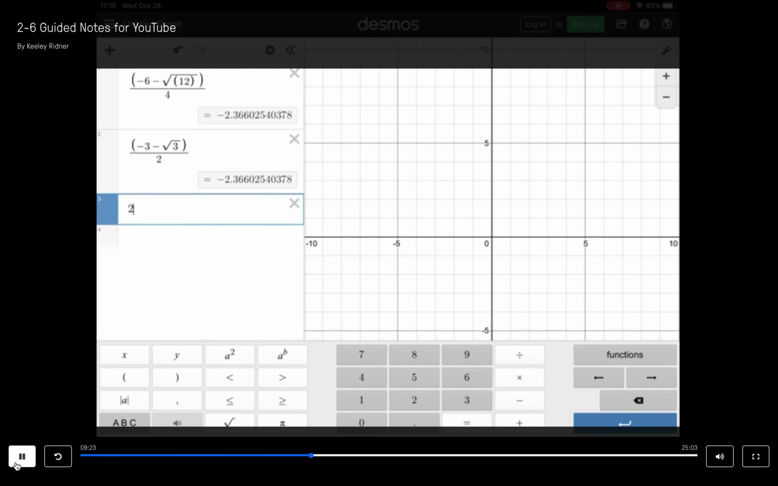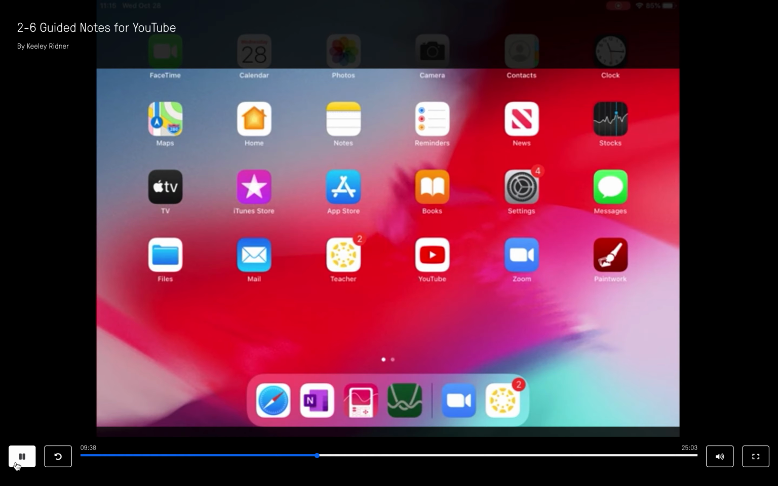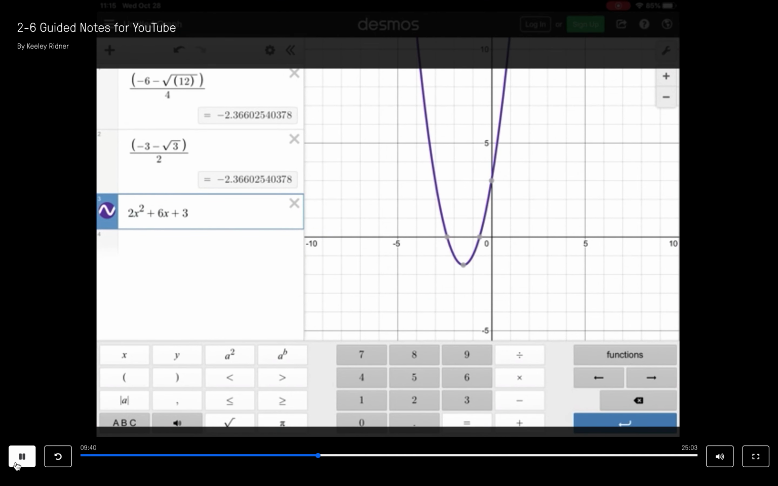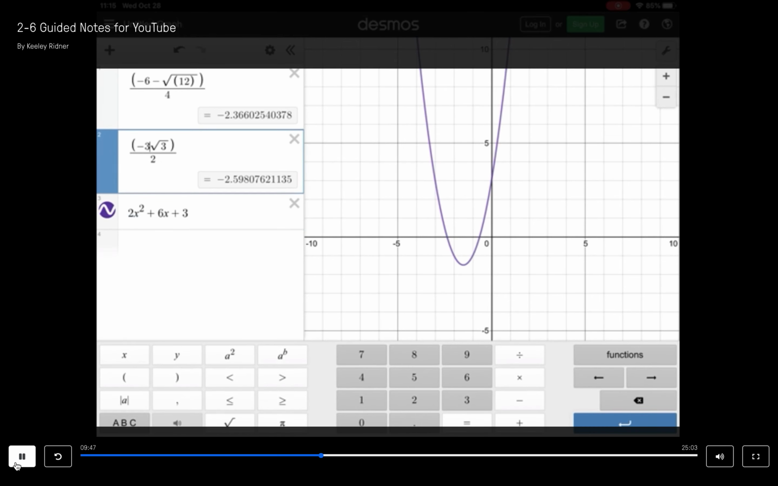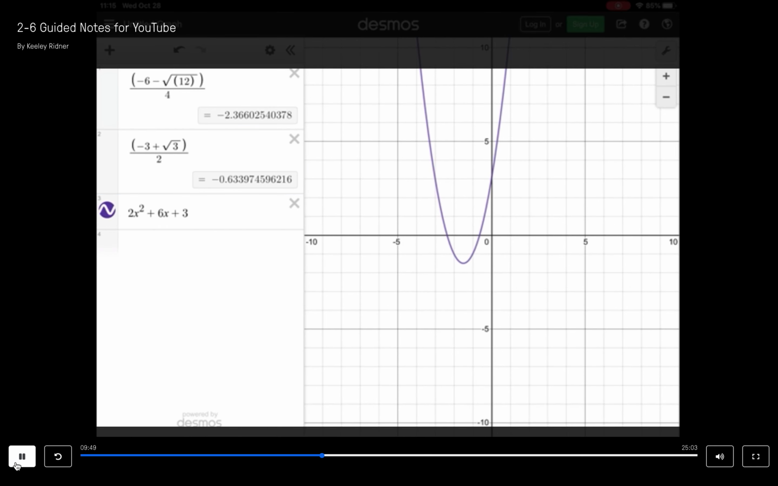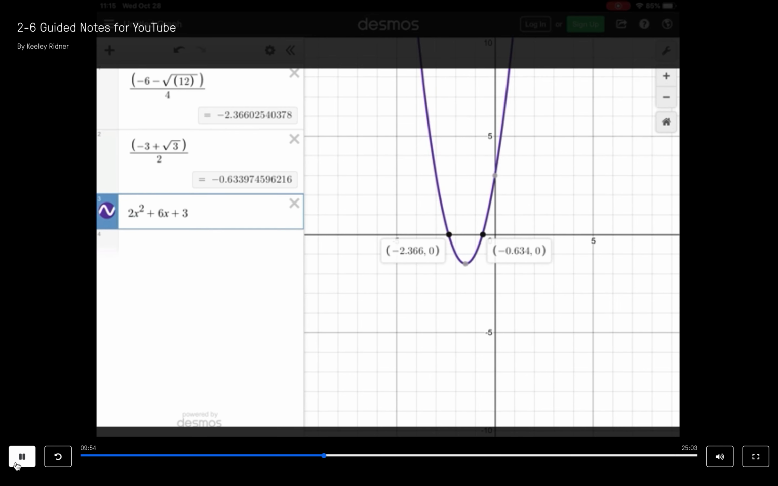Now, what happens if I type in the original function? I don't remember what C was. C was 3. Notice, what are my x-intercepts? You'll notice that other decimal there is the decimal that I had when I did a plus sign, right? So there's still the x-intercepts as long as they cross the x-axis.